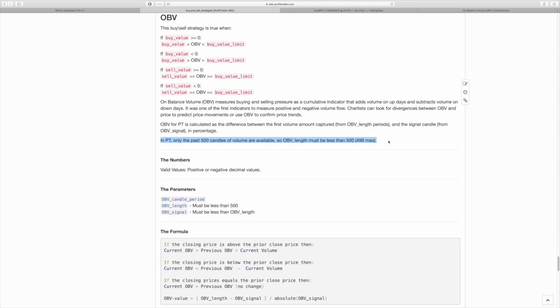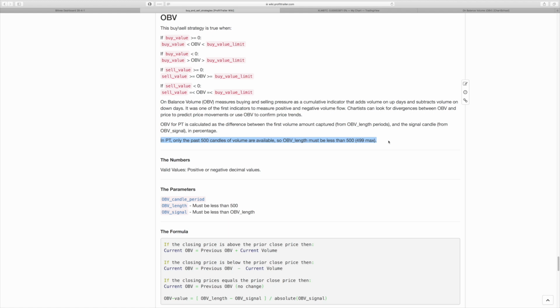So actually it's 499 maximum. You can't have it set at 500. It won't work. So make sure that it's 499 if you want to use the maximum length. The reason being is that the 500th candle is your current candle, so it can only look back 499 more candles. Okay. And now your OBV signal.